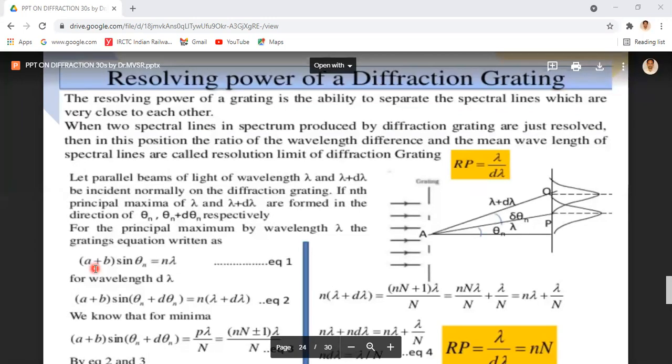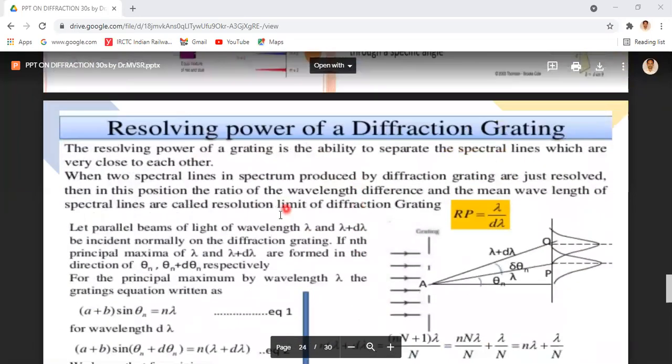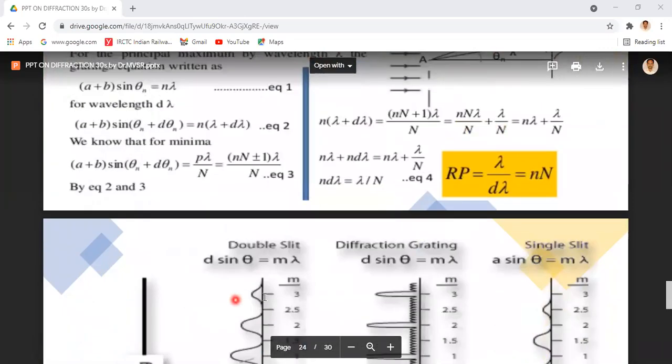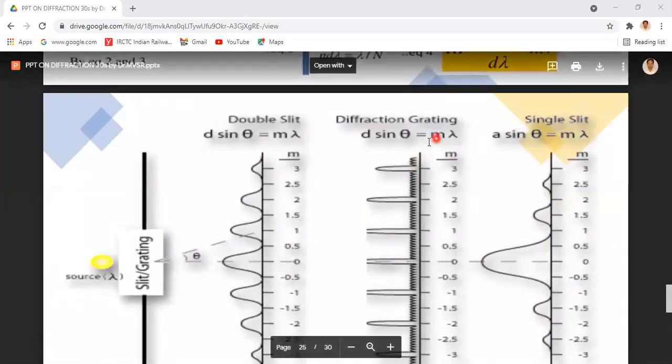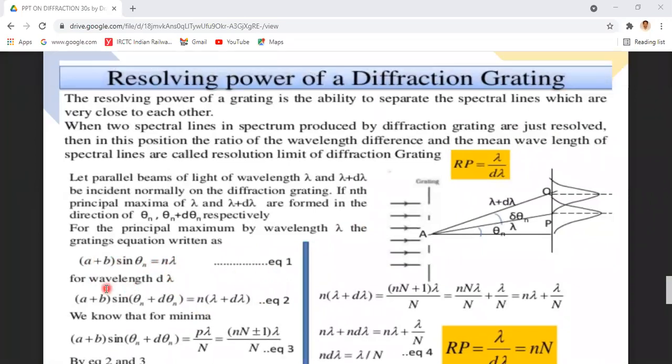At the central maxima, in the previous slides we defined d sin theta is equal to m lambda. Of course, here it is n lambda. So a plus b sin theta is equal to n lambda. That is equation number 1.